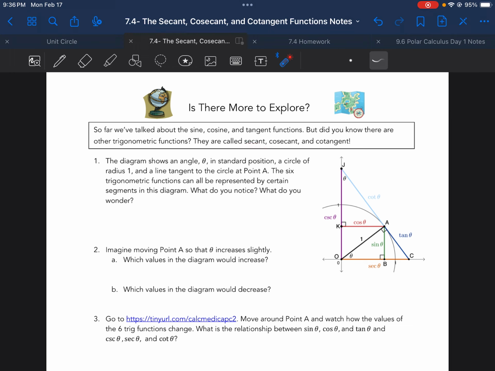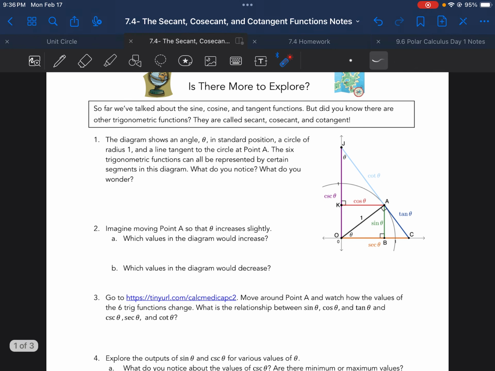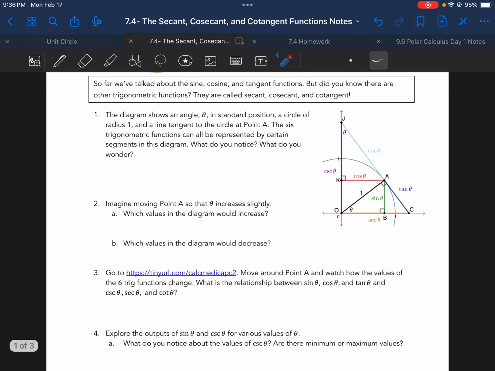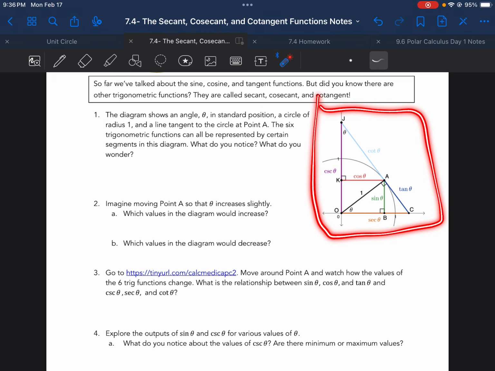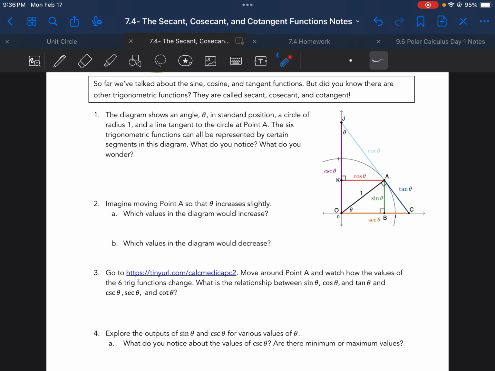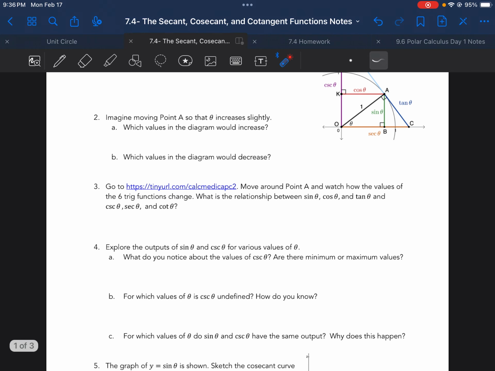Now, for the sake of time and for this video to not be overly long, I'm going to skip parts of the notes. I might skip around in a few places as well, but we will hit the main ideas, okay? I encourage you to look at numbers 1 and 2 here and follow along with this diagram if you'd like to, but I'm going to jump straight down to number 3 and talk about the relationship between sine, cosine, and tangent, and cosecant, secant, and cotangent, okay?